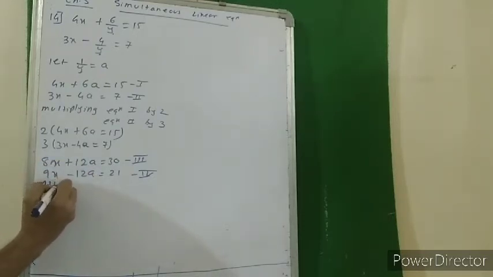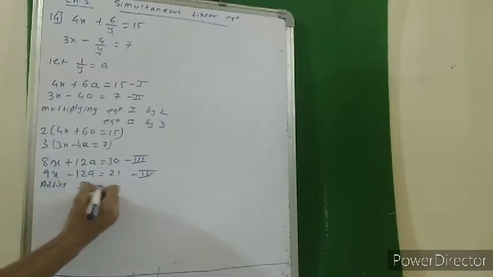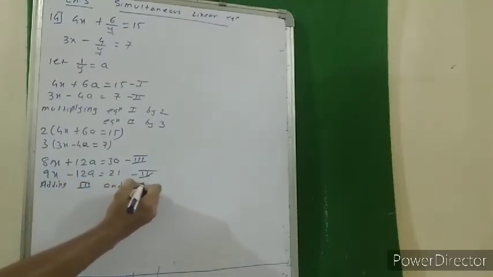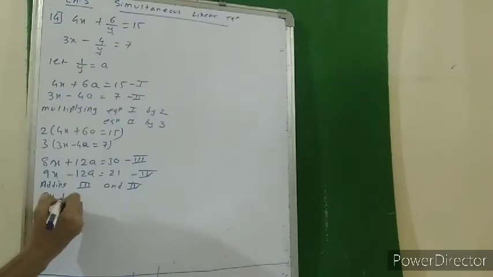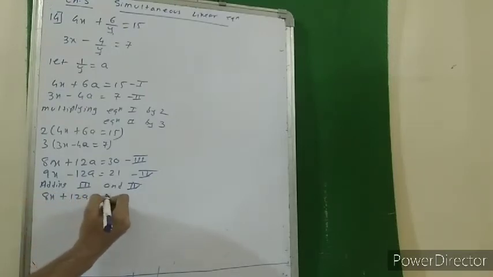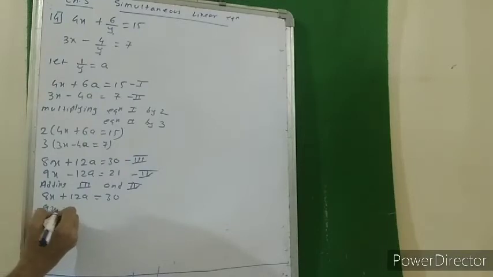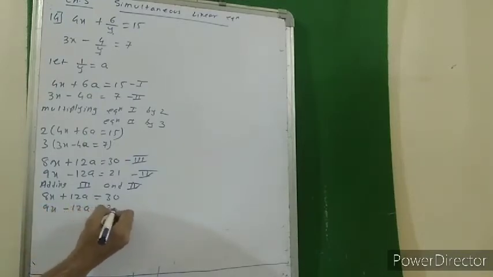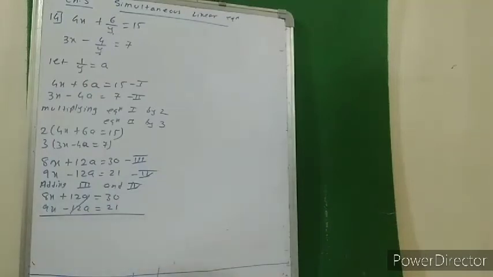So adding 3 and 4, so we have 8x plus 12a is equal to 30, 9x minus 12a is equal to 21. So this gets cancelled. So we have 9 plus 8, that is 17x is equal to 51. So value of x is equal to 51 upon 17. So it is 3. Okay, value of x is equal to 3.